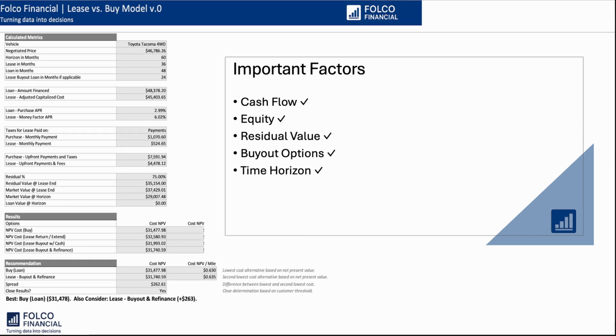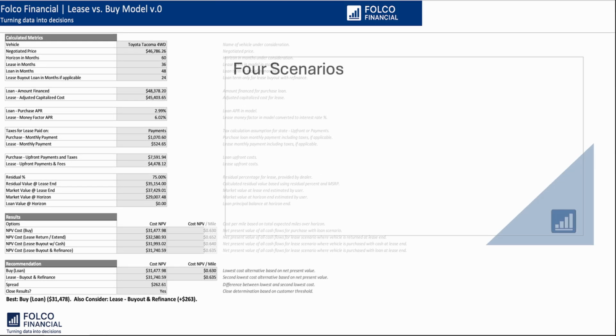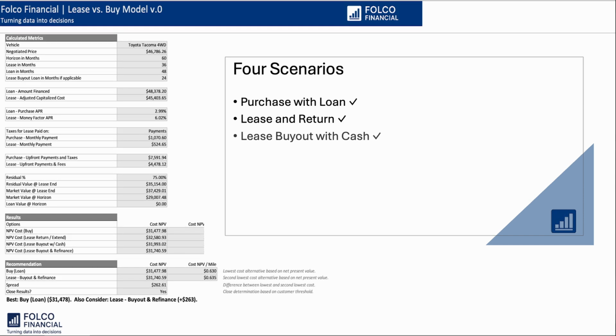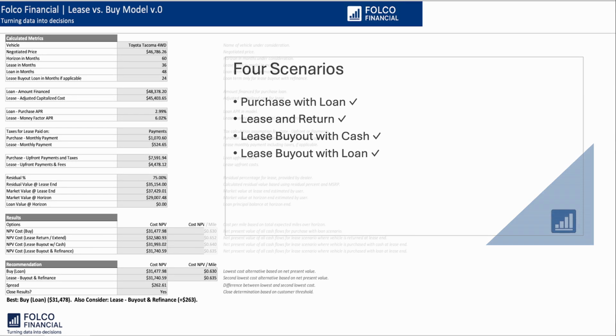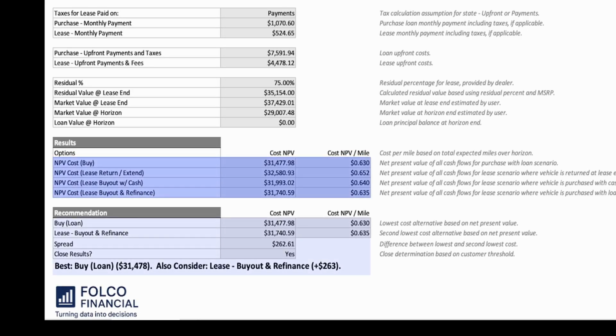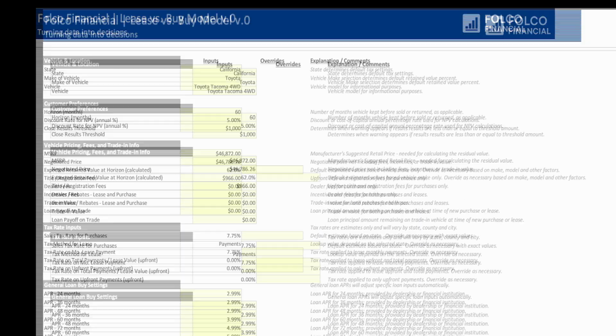That's why I created this tool. It runs all the calculations, so you don't have to. The model takes real inputs and runs 4 scenarios. The scenarios are: purchase with loan, lease and return, lease buyout with cash, and lease buyout with loan. The model calculates the net present value of all relevant costs and gives a recommendation based on your inputs. Let's look at the model and see how to use it.